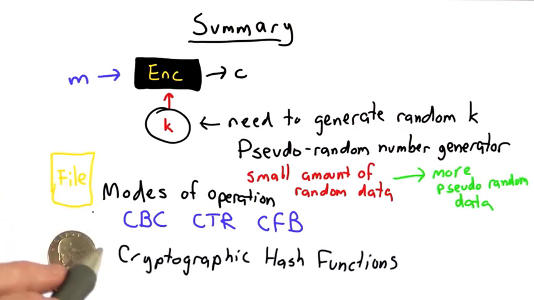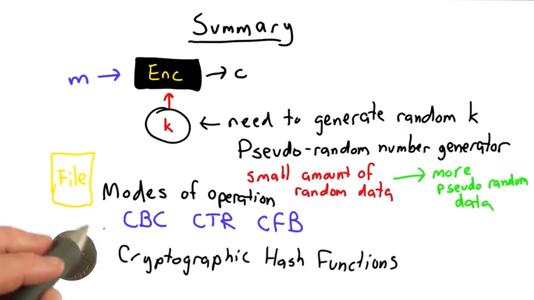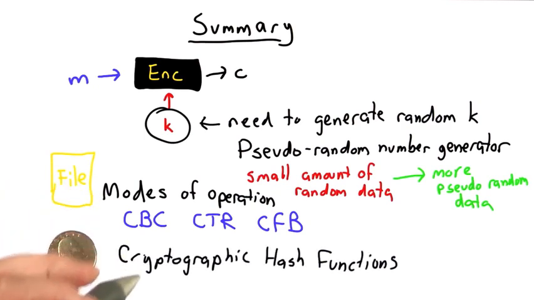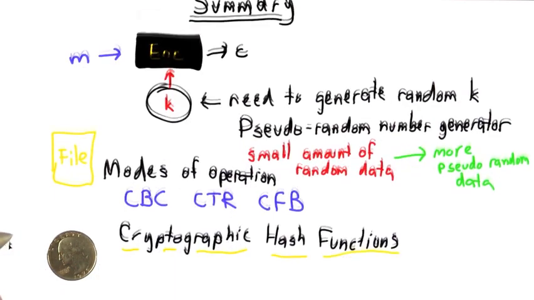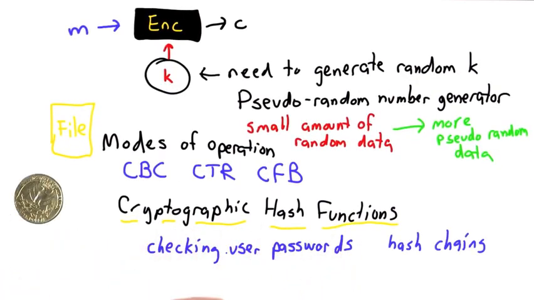We also looked at how to do fair coin tosses remotely, and that led us to the need for cryptographic hash functions. And we saw how to use those to check user passwords in a way that doesn't require us to keep any secrets on the server. And we also saw how to use hash chains to make it so those passwords never needed to be reused.